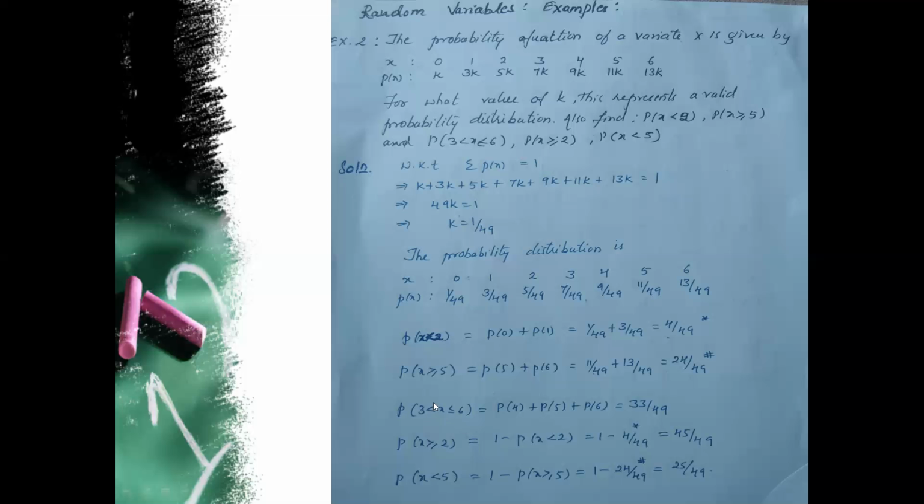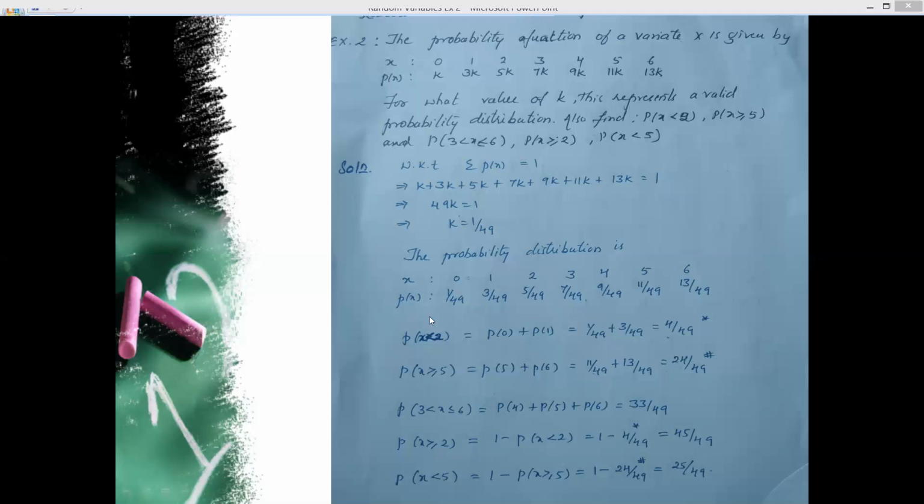Next one is probability that x is greater than 3 and less than or equal to 6. So greater than 3, 3 should not be considered. We'll go for 4, then less than or equal to 6, so up till 6. So it is p of 4 plus p of 5 plus p of 6. Add these probabilities. It gives you 33 by 49.